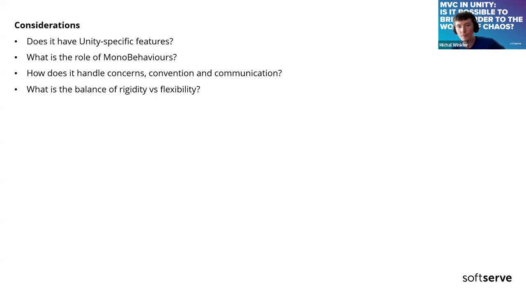Now, as we are thinking of any architecture and bring it into Unity, or if we are creating a custom solution ourselves, there are some considerations. Does the framework or architecture have Unity-specific features? What's the role of MonoBehaviours? They're so important in the Unity world, but come with some pros and cons. Does the architecture use MonoBehaviours? How does the architecture handle different concerns and communication between those concerns? And speaking of that, what's the level of rigidity versus flexibility?